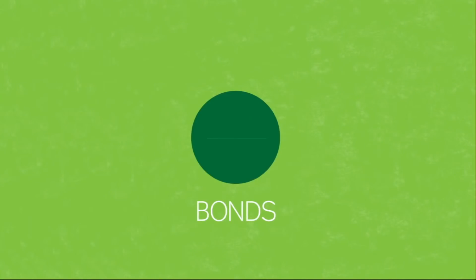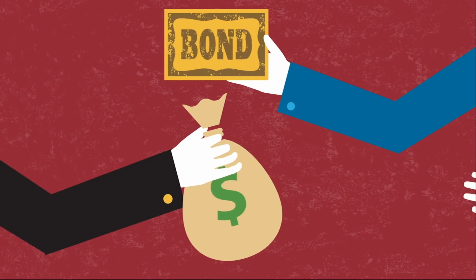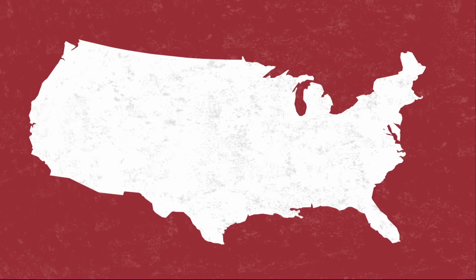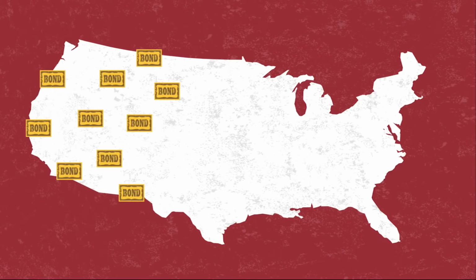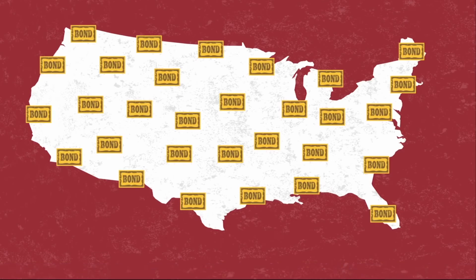Next up, bonds. Bonds are just a loan to a company or government. They borrow by selling a bond, which is simply a promise to repay the buyer in a fixed number of years at a fixed interest rate. When you hear about the U.S. government borrowing money, have you ever wondered who they borrow from? Chances are, it's you, through the investments you make in bonds.